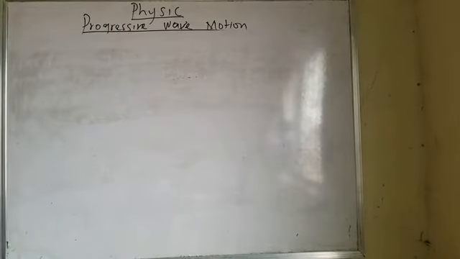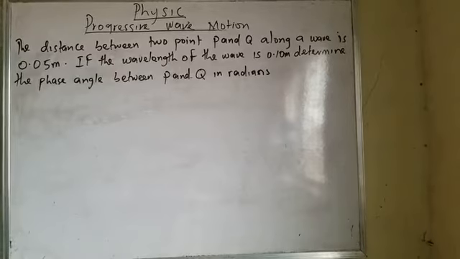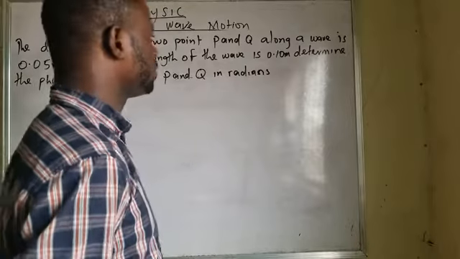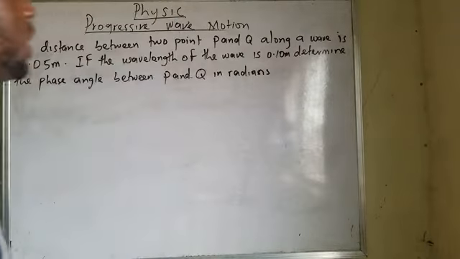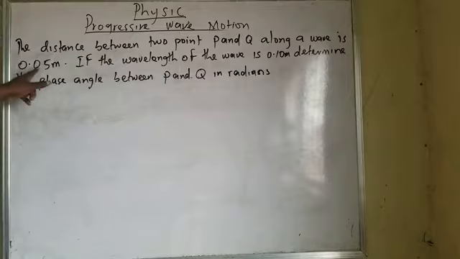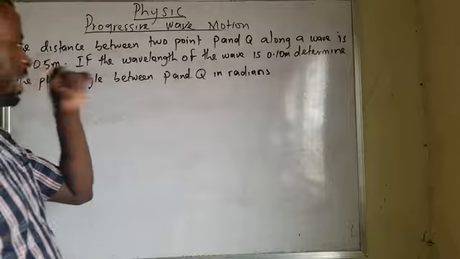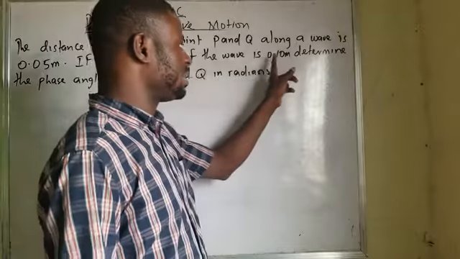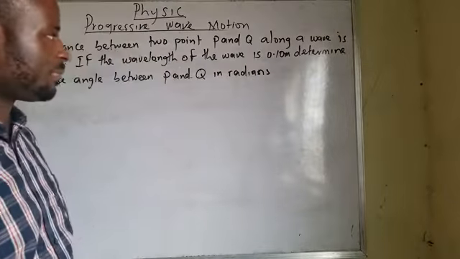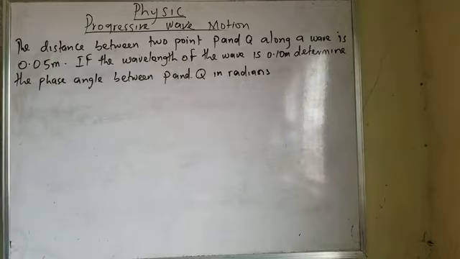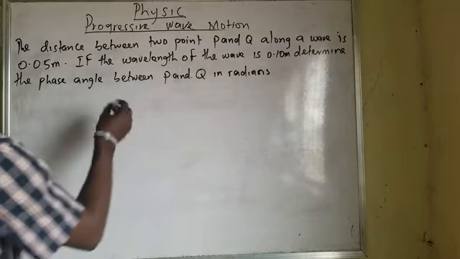Now, look at this problem. The distance between 2 points P and Q along a wave is 0.05 meter. If the wavelength of the wave is 0.10 meter, determine the phase angle between P and Q in radians. Now, how do I solve this problem?